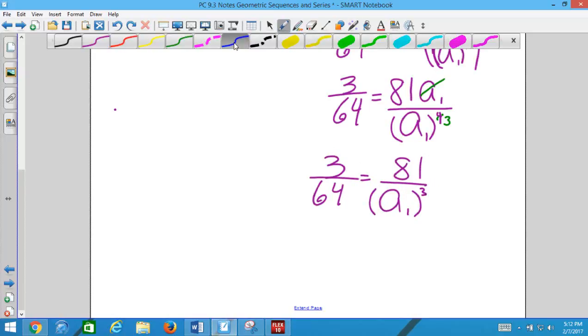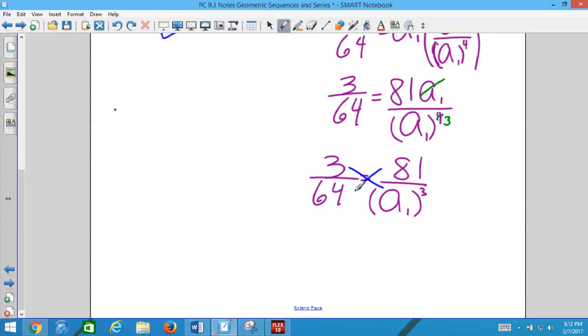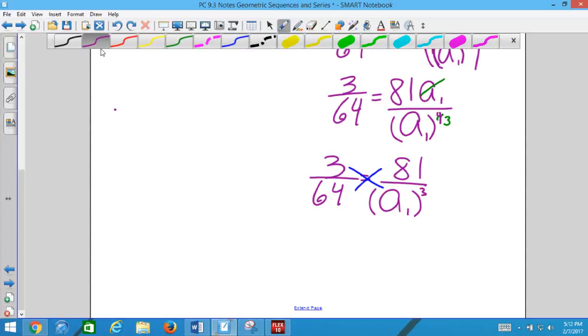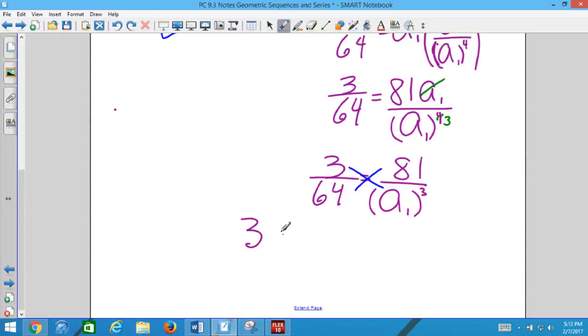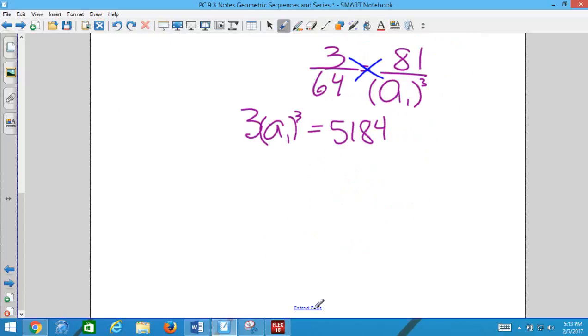And this is a proportion where I can cross multiply to solve. I'm going to multiply and I'm going to get 3 a sub 1 to the third equals, and I'm going to multiply 64 times 81, and I get 5,184. Divide both sides by 3. A sub 1 to the third is 1728.